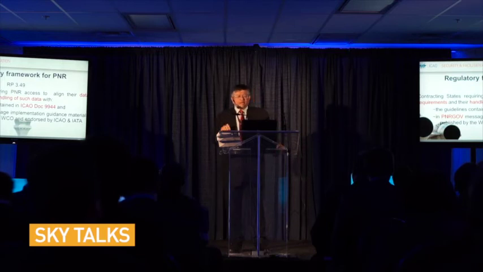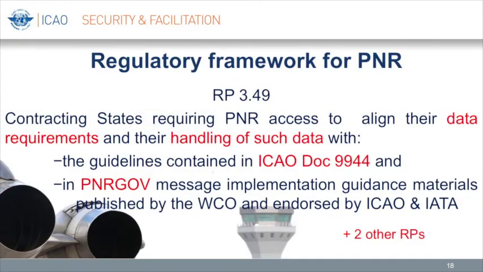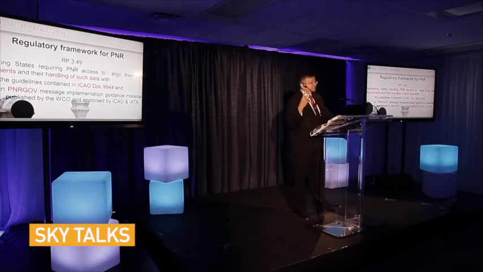Moving now on to PNR. Annex 9 contains recommended practices on PNR. They are not binding. Recommended practice 3.49 says that if your state requires PNR access, then you should align your data requirements and your handling of such data with the guidelines contained in ICAO Document 9944. In 2006, ICAO published guidelines for the benefit of states who want PNR information.